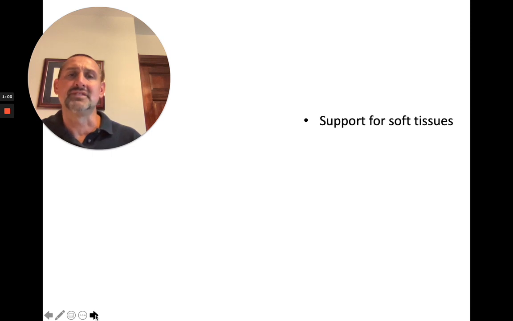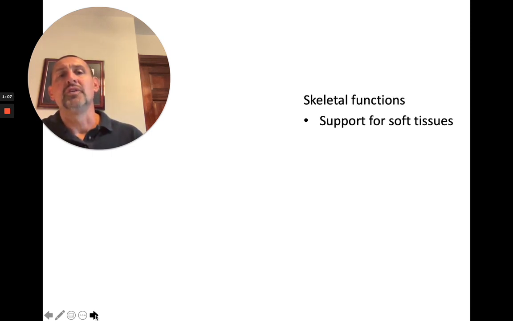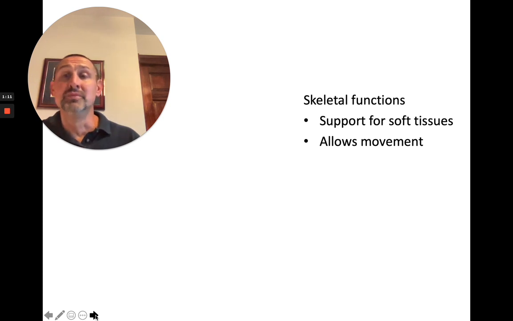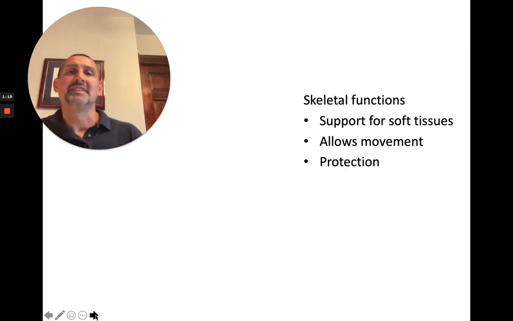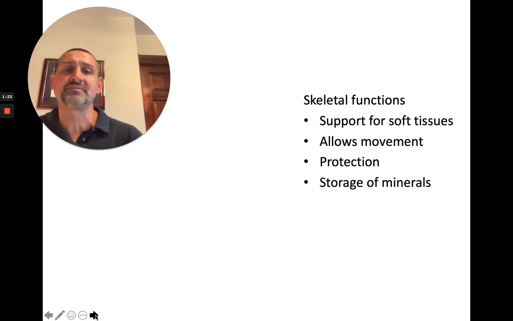One of the things that the skeletal system does is support soft tissues. Your muscles attach to it. It also allows movement. Your muscles can pull on it. The bones form levers so that we can have this range of motion. The skeletal system protects a lot of internal organs, including your heart and brain. The skeletal system stores minerals like calcium and phosphorus.